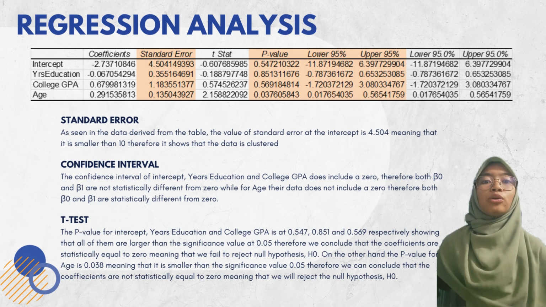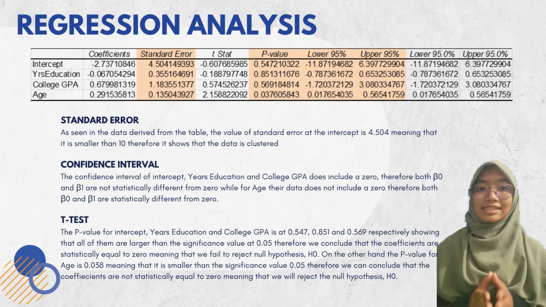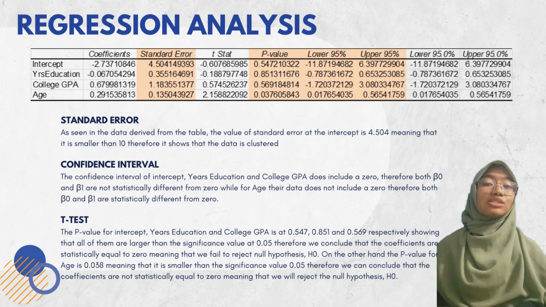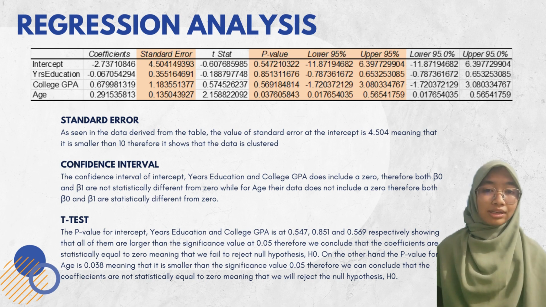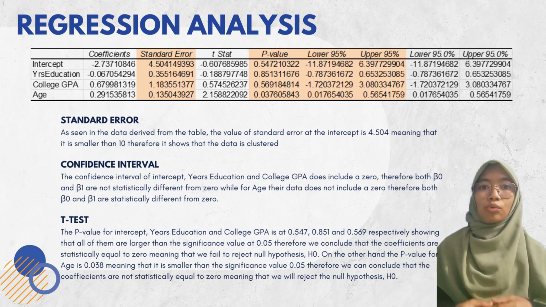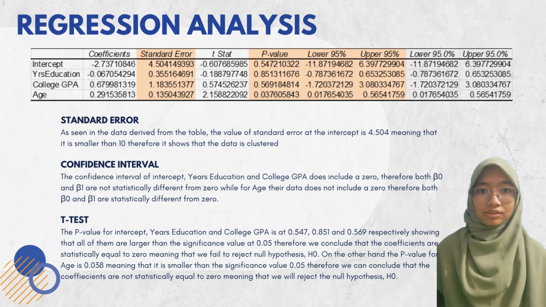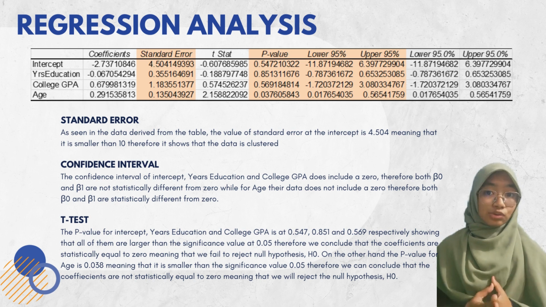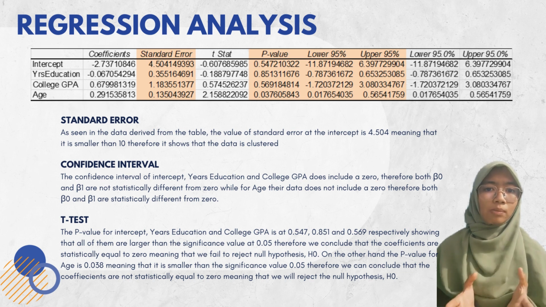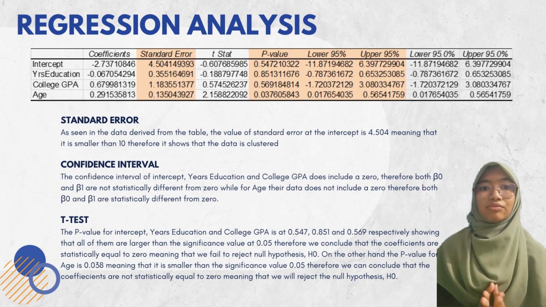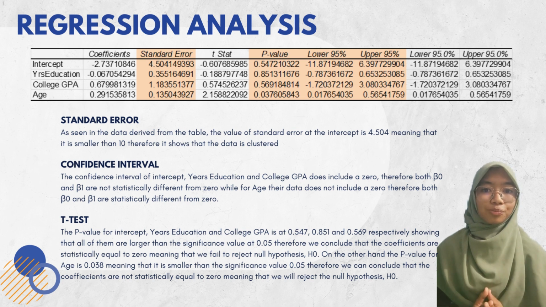First of all, we are going to get the standard error. Since the standard error is 4.504, it is a clustered data because it is smaller than 10. Next, we are going to look at the confidence interval. For 3 of the variables, the interval includes 0, so there is no statistical difference from 0, and the opposite for the others because their intervals did not include 0.